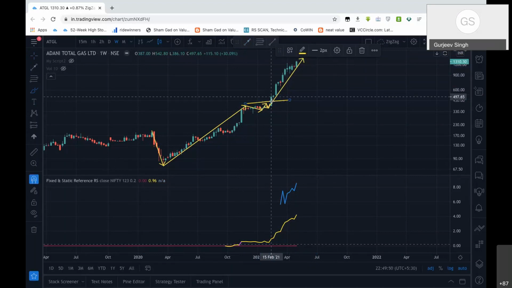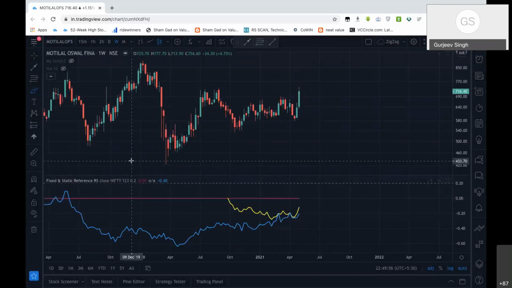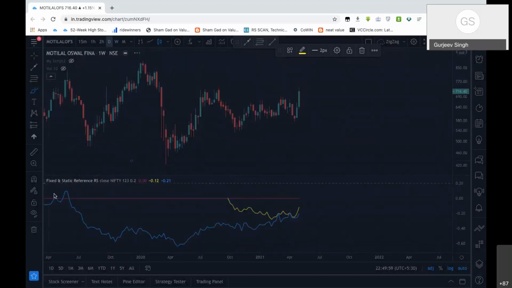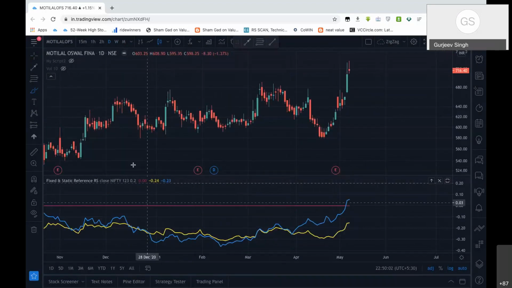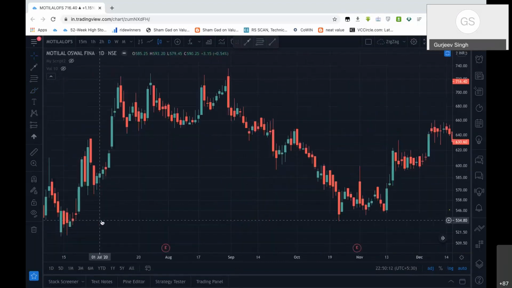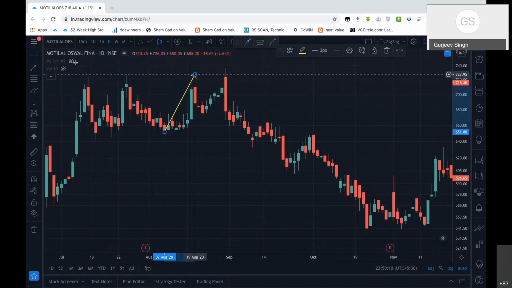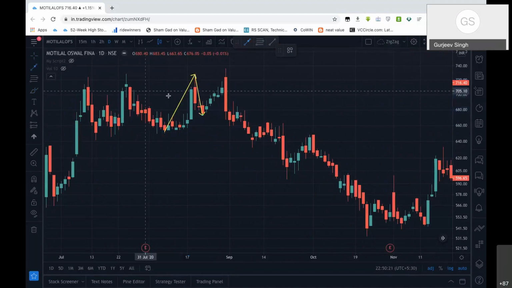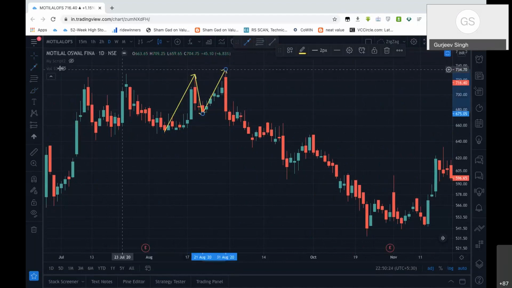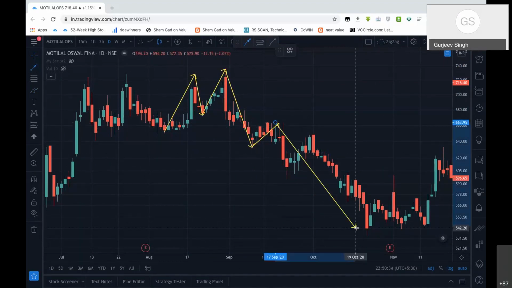डाउन ट्रेंडिंग स्टॉक्स में एग्जांपल मोतीलाल ओसवाल, ये रहा आपका डाउन ट्रेंडिंग स्टॉक। पीछे का आप ड्रॉ करो, यहाँ पर 4+1 बना और ये गया। ये आपका डाउन ट्रेंडिंग.